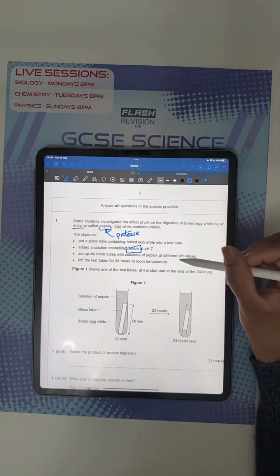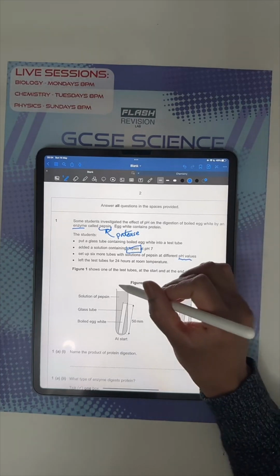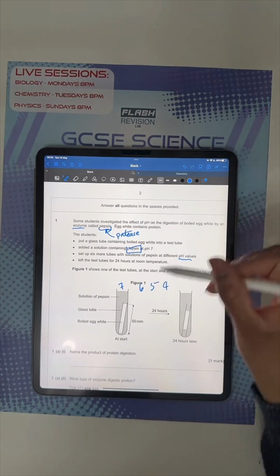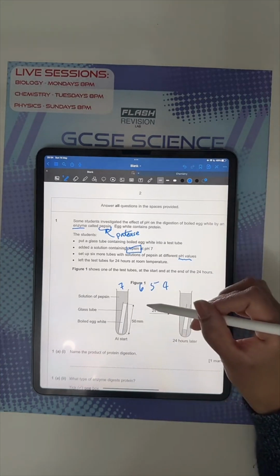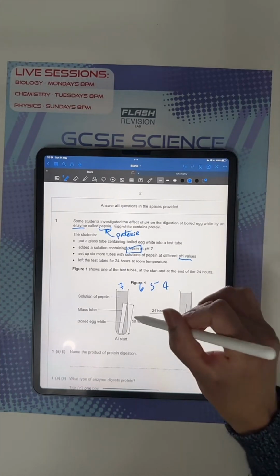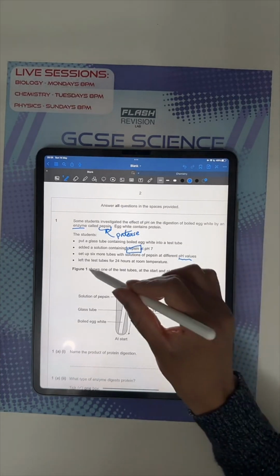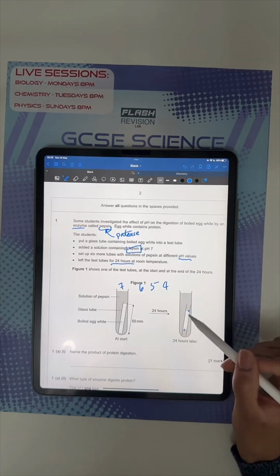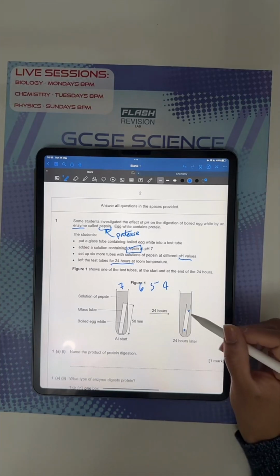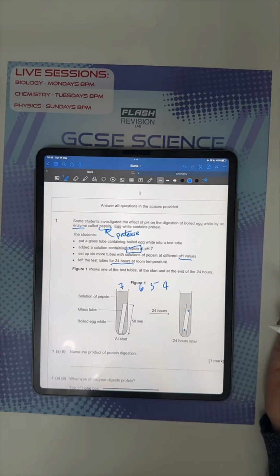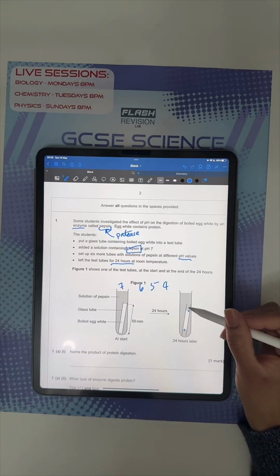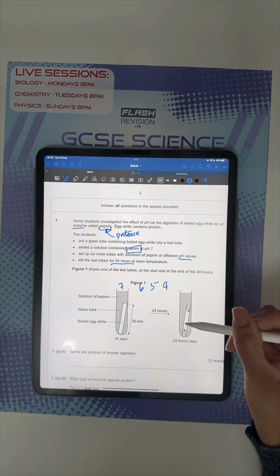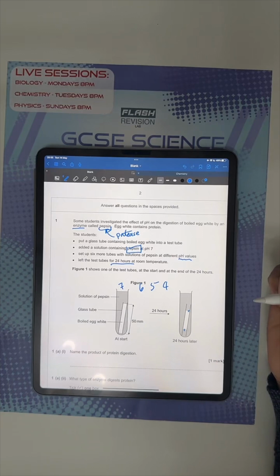Each one has a different pH value. So you have one at pH 7, then you have another one pH 6, another one pH 5, 4, and then they do a whole load of them, and they do the same thing. They put an egg in a glass tube in each of them. And they leave it for 24 hours and basically see what happens to the egg. Because the egg is made out of protein, so it's going to get digested and it's going to get smaller. And when it gets smaller, it basically means the pepsin's working.